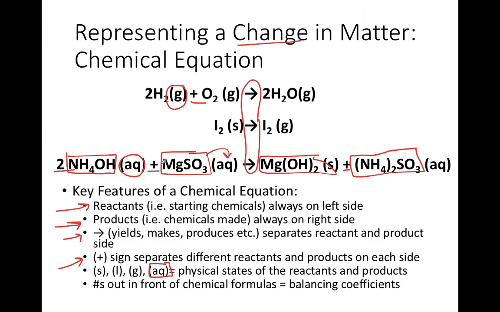And then out in front, you have these things called balancing coefficients. Essentially, this is so we don't violate one of our major laws. We'll talk about that law on the next slide, which is the law of conservation of mass. Essentially, what that says is you can't have stuff just disappear throughout a reaction. If you start with 2 hydrogens, you have to end with 2 hydrogens. Even if it's bonded to something differently, the same number of atoms must exist. So you have to have those balancing coefficients in order to account for the correct number of atoms.